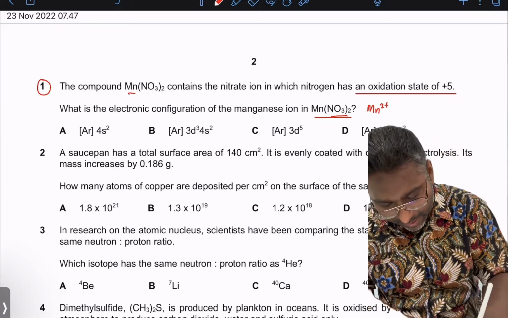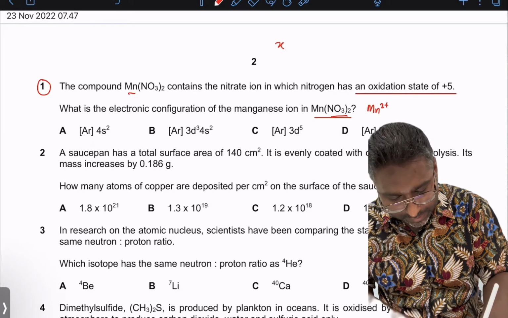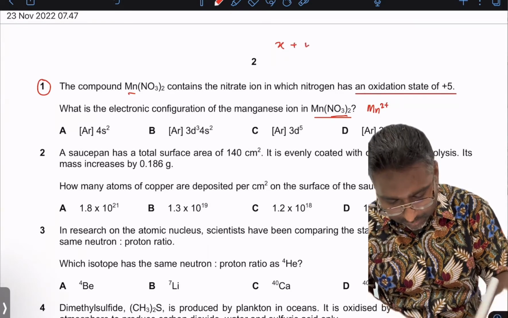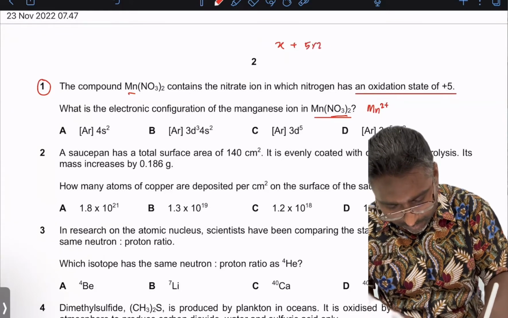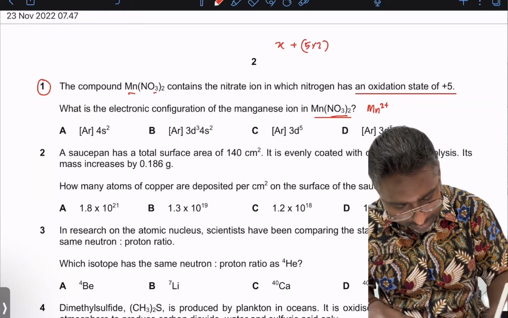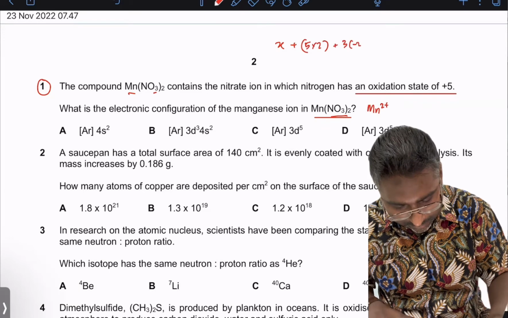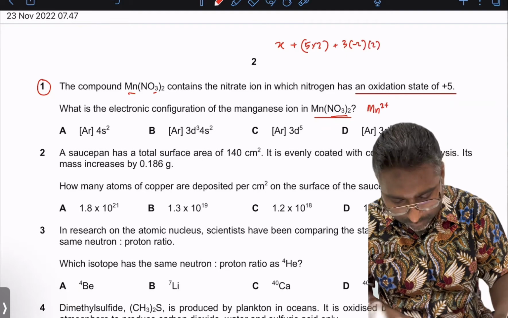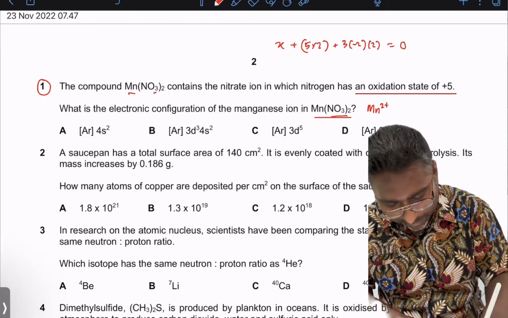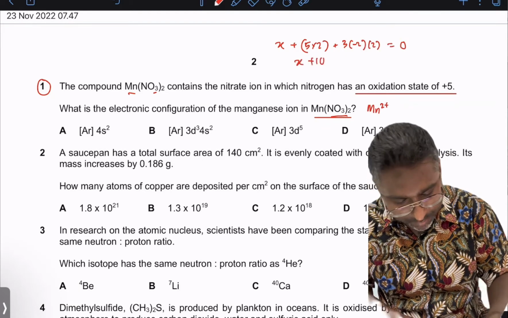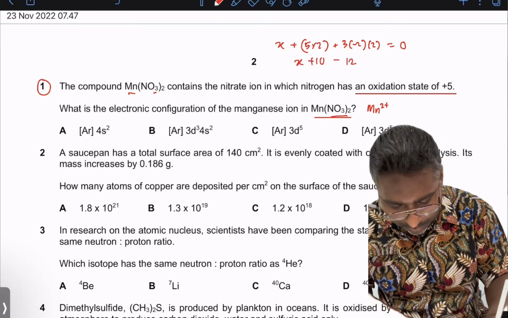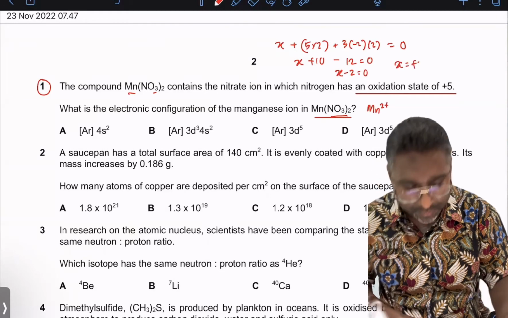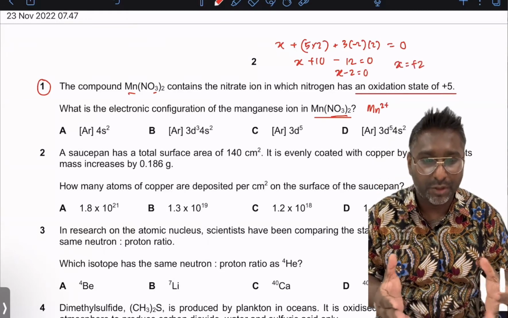Mn is going to be X, and nitrogen is given as 5, so 5 times 2, and then oxygen is -2, 3 times -2, and there is another 2, so times 2. Overall is 0, so X plus 10 minus 12 equals 0. In the end, you still get the same: X equals +2. It means the oxidation number of Mn is +2.